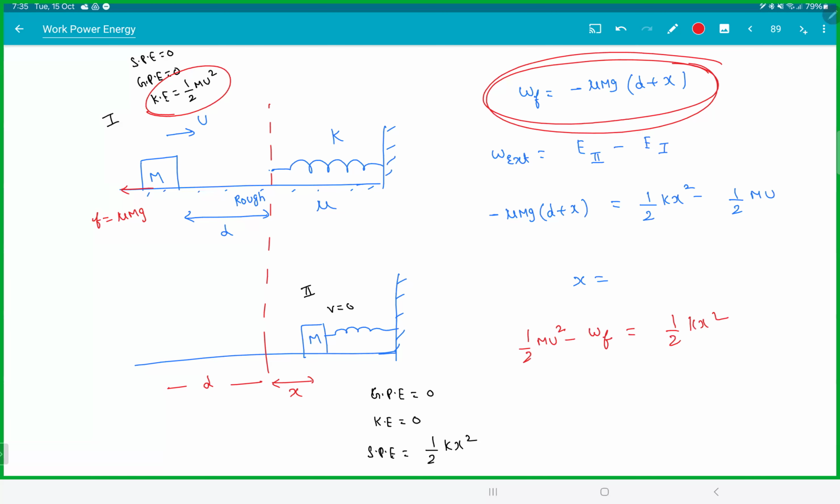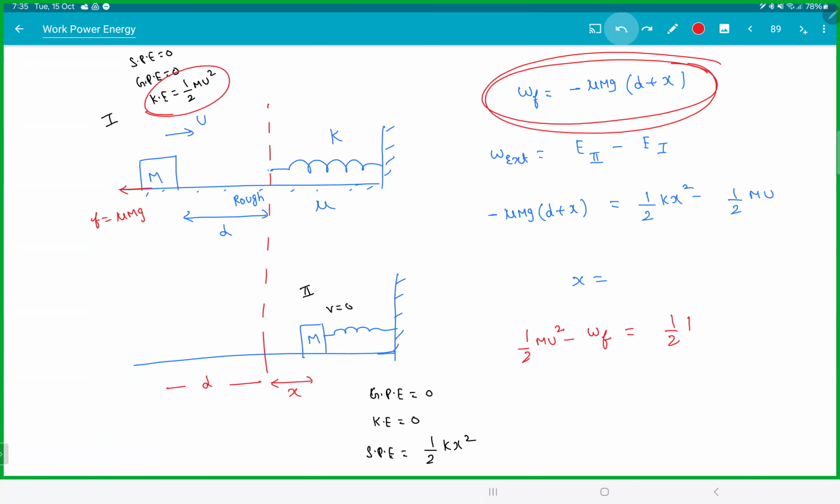Does it look more intuitive? Whatever you had initially plus whatever you lost, the balance must go somewhere. That will go into the spring. Same thing. I'm using the work-energy theorem, but I do it like this. But if you think that is confusing, you can always follow the standard procedure. Whatever I'm teaching you, right?